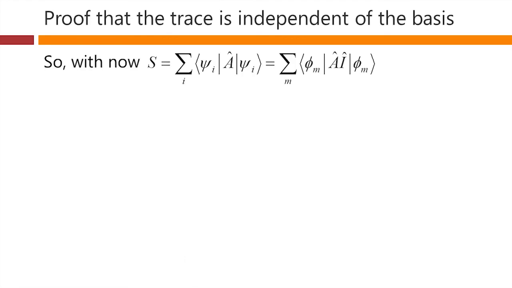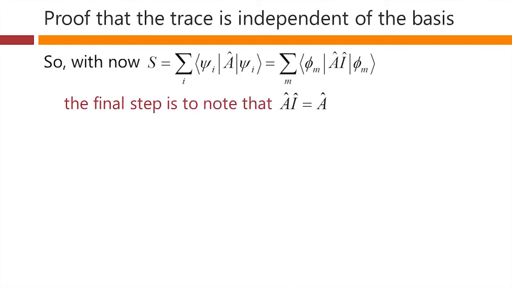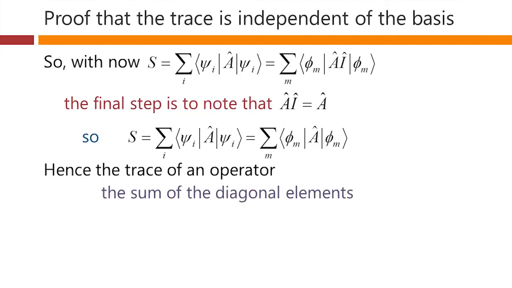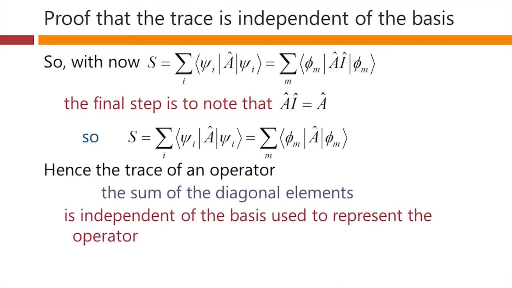So now we have, starting from here, we have now got to this point down here. The final step is to note that an operator operating on the identity matrix is just the same thing as the operator because the identity matrix does nothing. And so finally, we have proved the following. Hence, the trace of an operator is the sum of the diagonal elements. It is independent of the basis used to represent the operator.